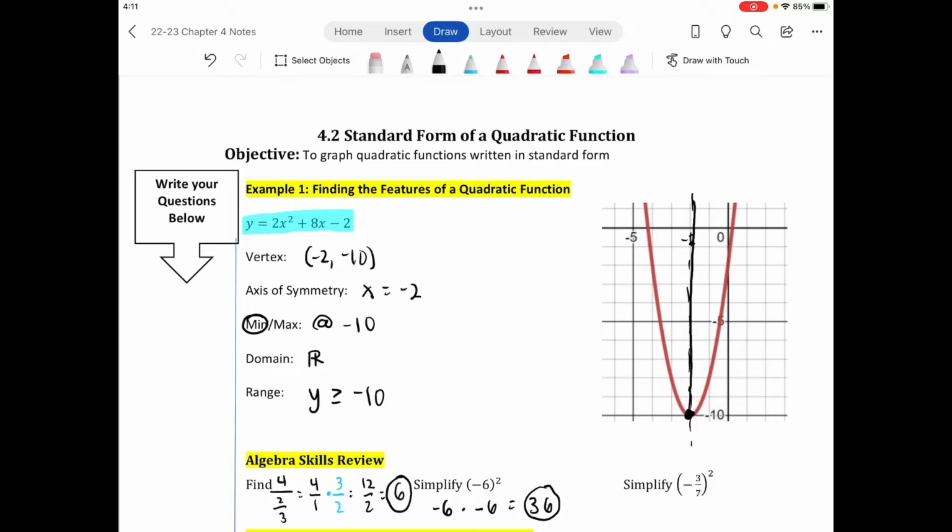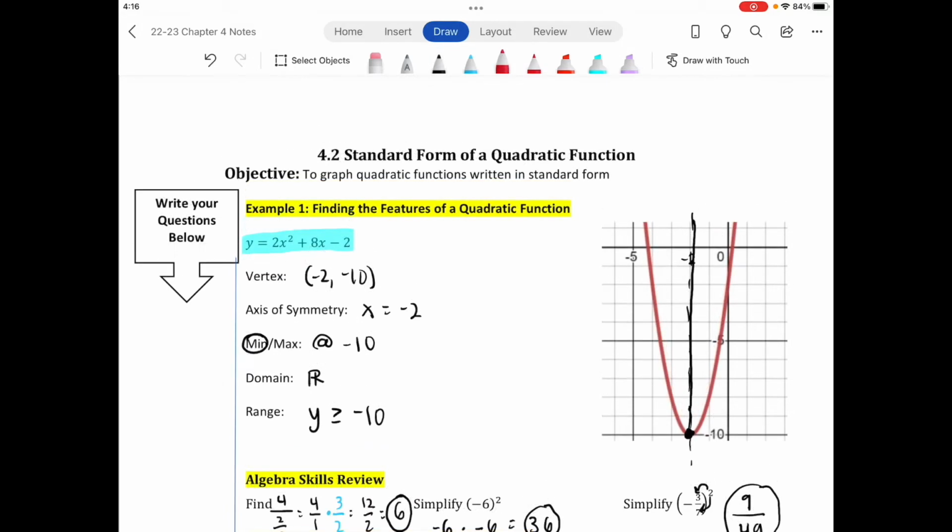Lastly, what if we are squaring a fraction? Well, we need to distribute the squared to both the numerator and to the denominator. So we're doing -3 times -3, which gives us 9, divided by 7 times 7, which is 49.